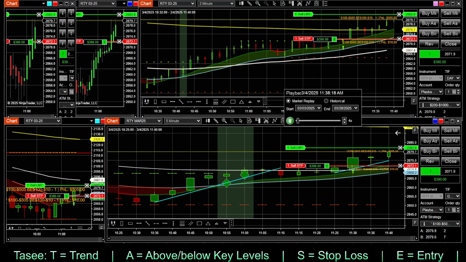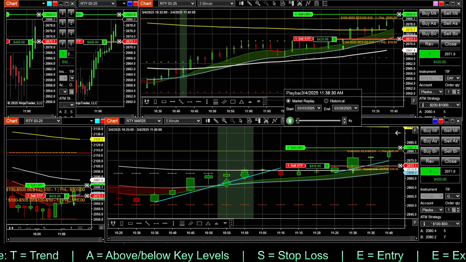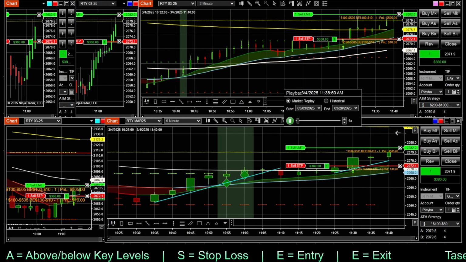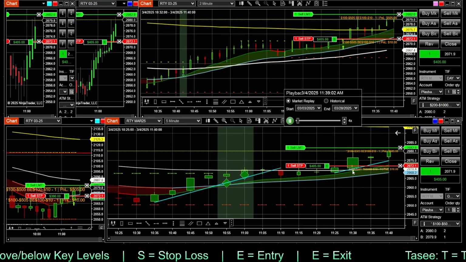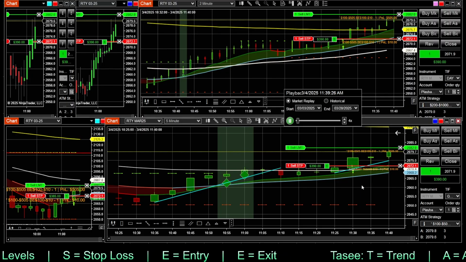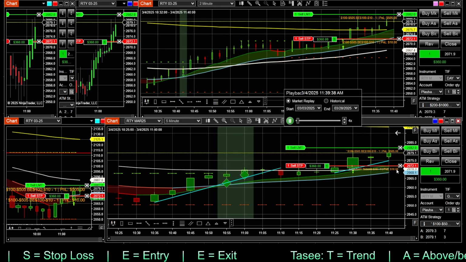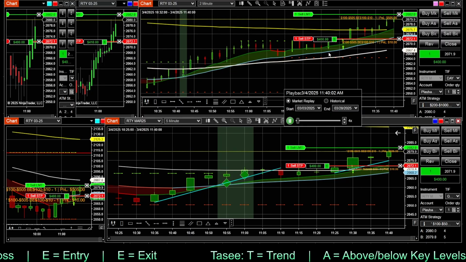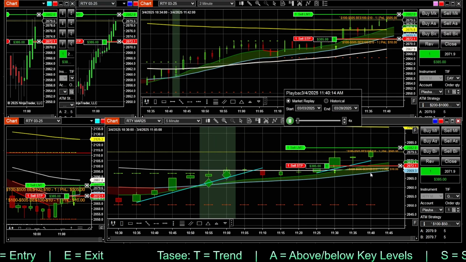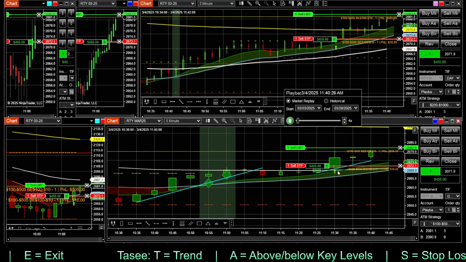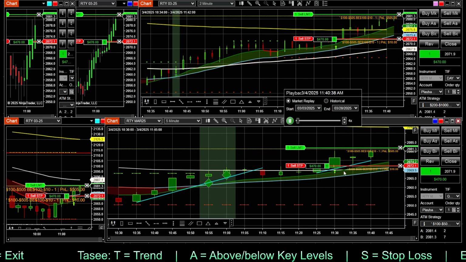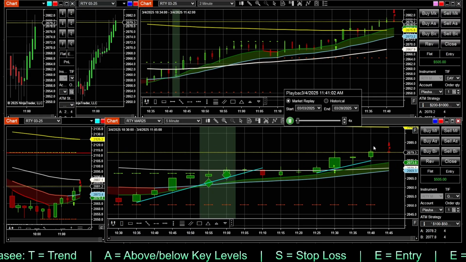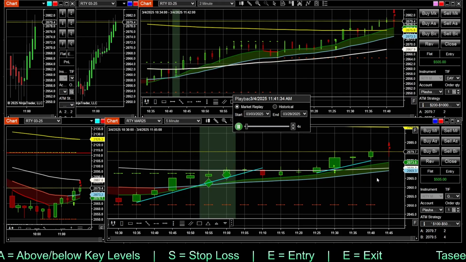Okay, so we have our TASEE strategy. We've got our trend. Is it above or below the key levels? Now remember, we waited for the cloud and the 50 EMA to be close to each other. The cloud is fat and ascending. We've got it already did the crossover here on the 2-minute chart. We've got the entry point was above the 50 EMA, above the cloud, but close to the cloud. Target filled. And our stop loss, we set it so that we didn't have more than 3 color changes.